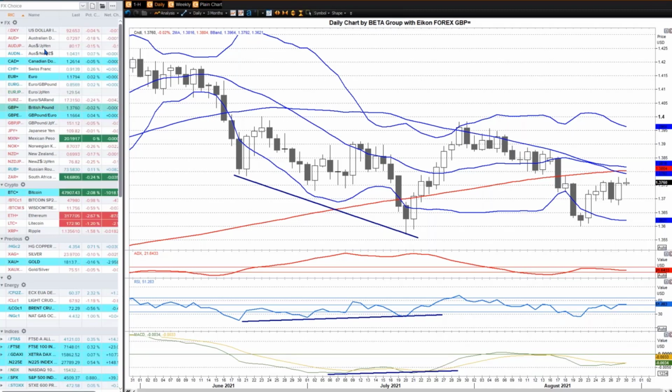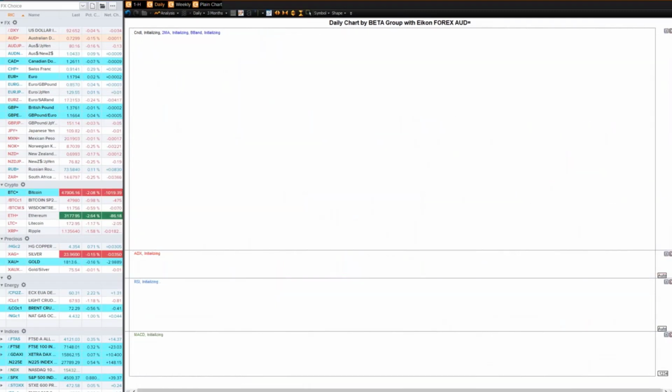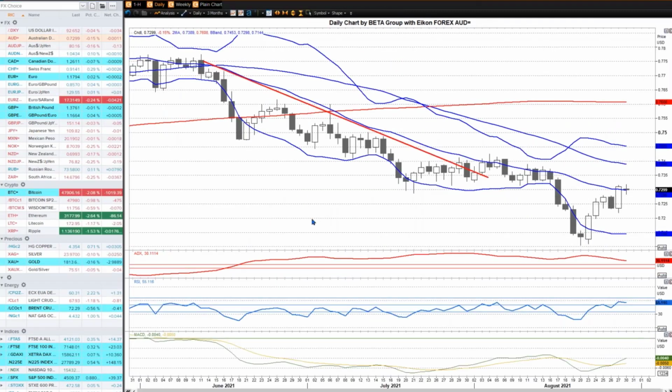Let's look at now the Australian dollar. So I'm going to have to do this manually. Okay, so sorry, my phone is going.